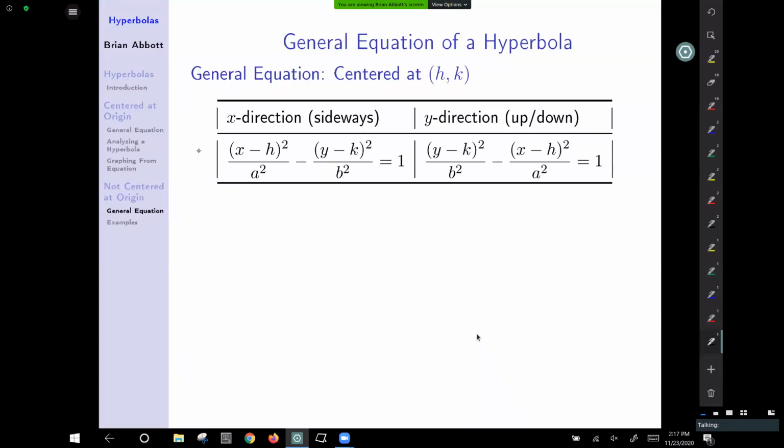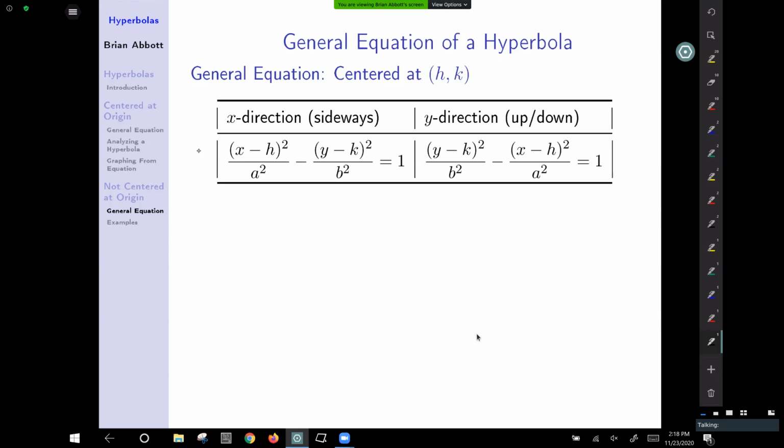Okay, so next we could talk about what about not every hyperbola is centered at the origin. So let's look at the ones that are not centered at the origin. They're centered at h comma k, h for the x coordinate of the center and k for the y coordinate of the center is a common notation here.